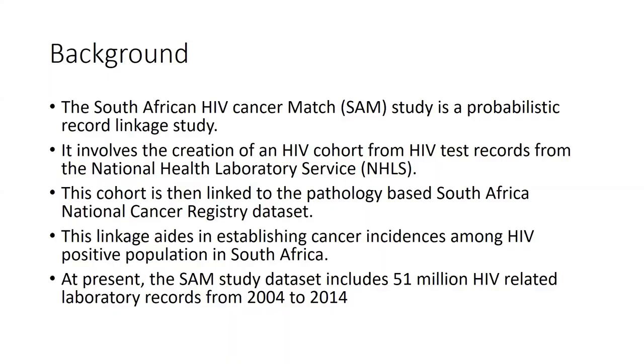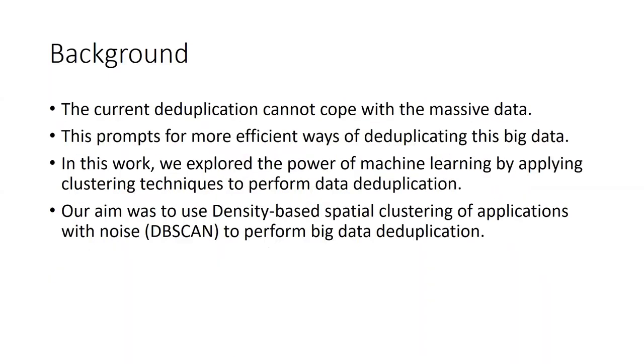At present, the SAM study dataset includes 51 million HIV-related laboratory test records from 2004 to 2014. The current deduplication techniques cannot cope with this massive data, considering the hardware that we have at our disposal. So this prompts for more effective ways of deduplicating this big data. In this work, we explore the power of machine learning by applying clustering techniques to perform data deduplication. So our aim was to use density-based spatial clustering of application with noise to perform big data deduplication.